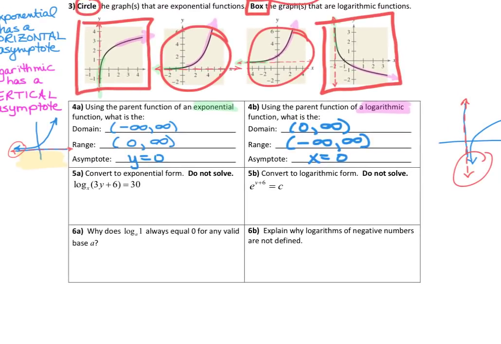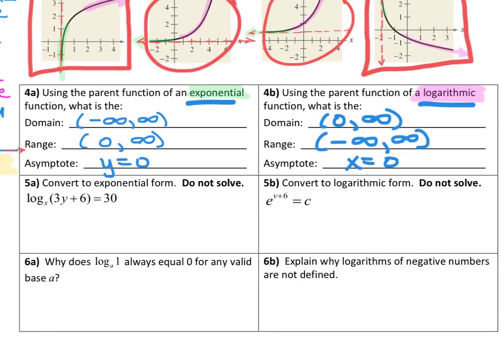Remember that because exponential and logarithmic functions are inverses of each other, don't forget that the thinking is then that the domain and the range are exchanged when you switch back and forth from a function to its inverse. You're switching the domain and range, or all the x values and all the y values.